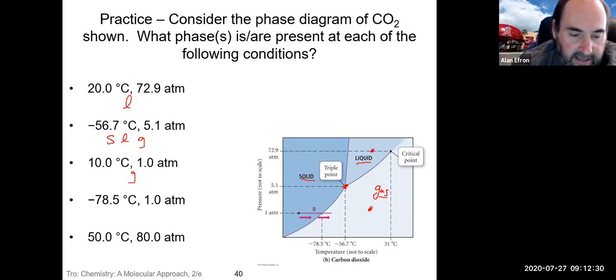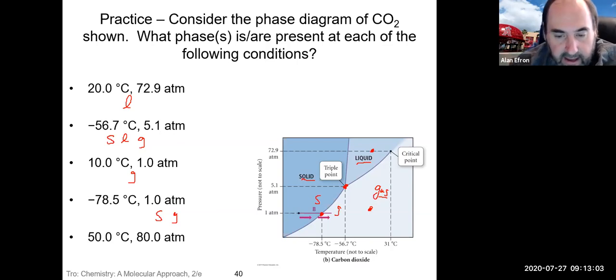At minus 78.5 degrees Celsius, which is here, and 1 atmosphere, which is straight on up right there, that is actually on the line between solid and gas, which means you would have both phases in equilibrium with each other. Remember that if you fall on a line, it represents the equilibrium between the two phases, and you would have both of them occurring.